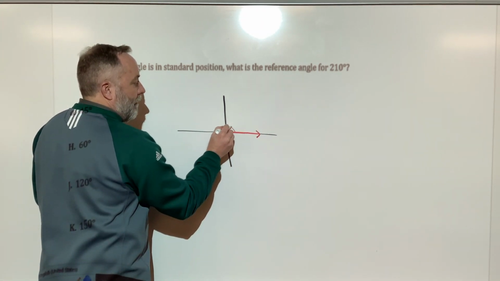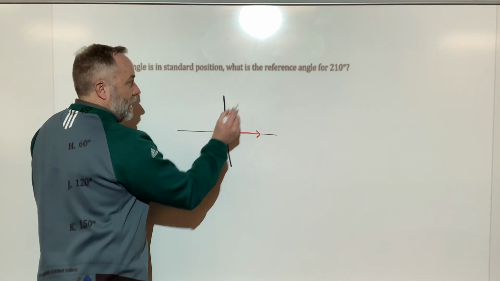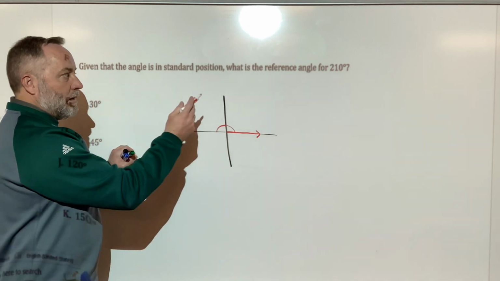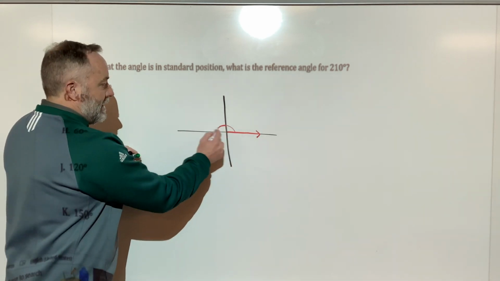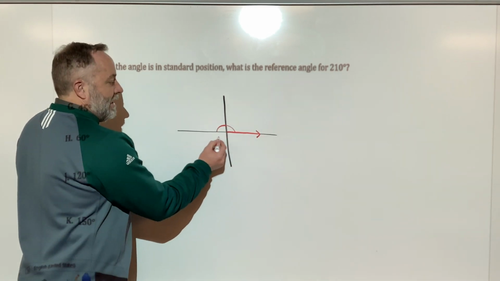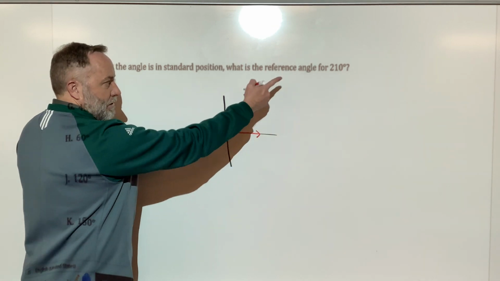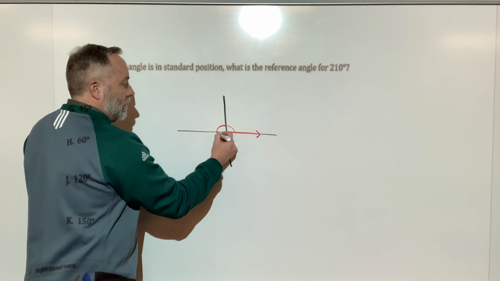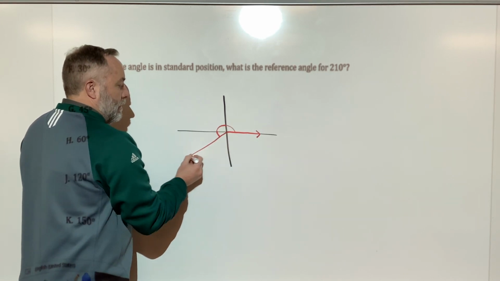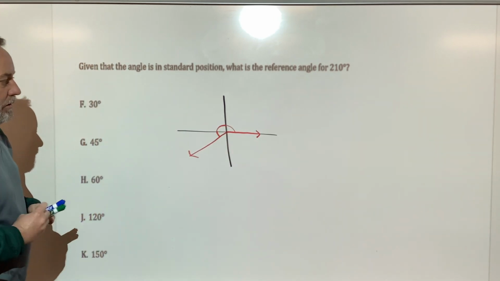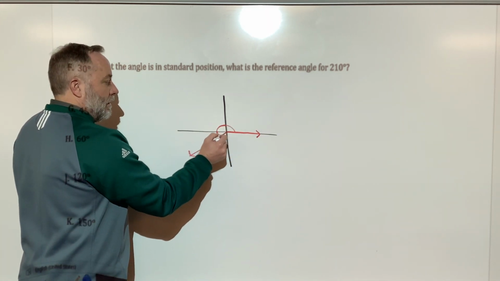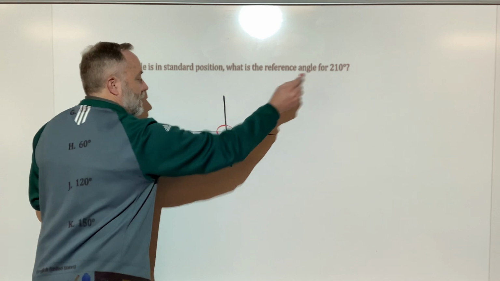If I move that far, I've gone 90 degrees. I need to get to 210. If I move that far, I've gone 180 degrees, 90 plus 90. And then if I went 90 more, that would be 270, which is too far. So I'm at 180. I just need to move down into quadrant 3, 30 more degrees to get to 210 degrees. So again, half the circle is 180. 180 plus 30 gets us to 210.